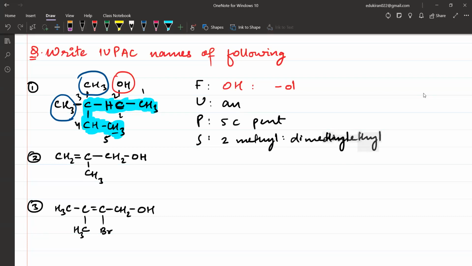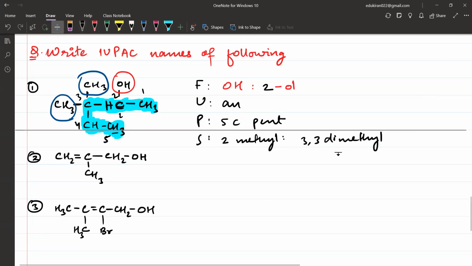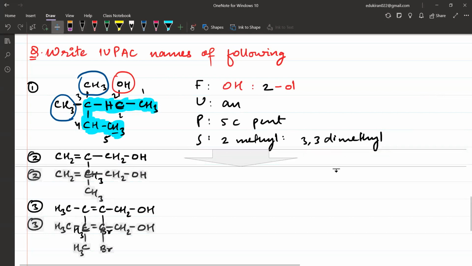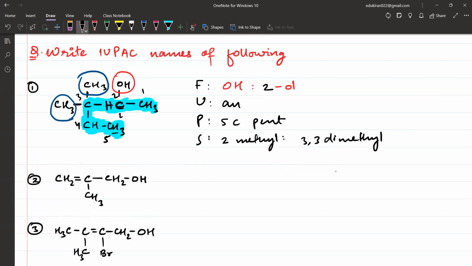So the dimethyl is on the 3rd carbon atom, so it will be 3,3. Now for pent, we don't need any number. For ol, we will write that it is in the 2 position. So I can say that the name of this structure is going to be 3,3-dimethylpentan-2-ol. Got it? Yes or no?